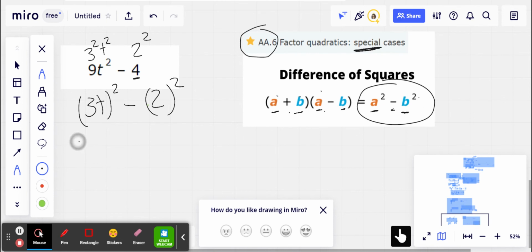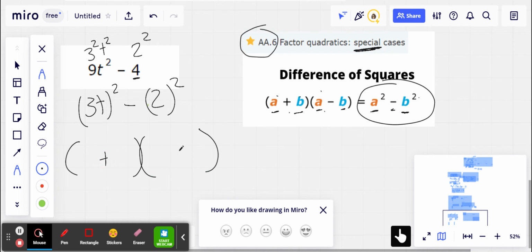When that happens, you are just going to do two parentheses. You're going to end up with a plus and a minus. Whatever is here is going to go here, 3t and 3t. And then whatever's here is going to go on the second term, 2 and 2. The reason why is because if you were to FOIL this, you would end up with the same answer. But you don't have to FOIL. You don't have to do all that work. If you memorize this formula, that's the answer.